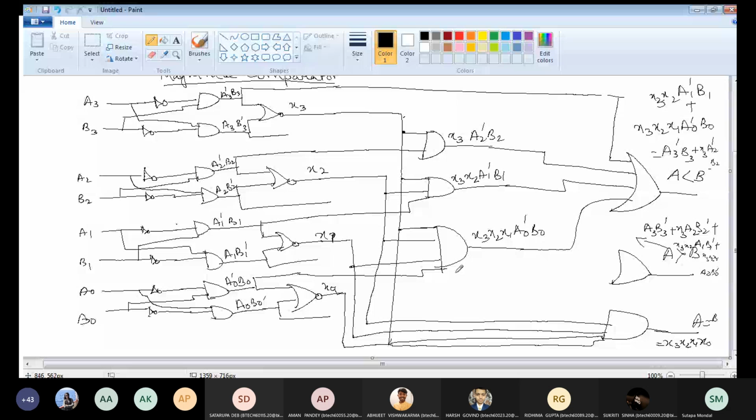Okay, so this is the magnitude comparator. Like this we have to draw, and all the equations you are having you can draw on your own. You can realize the gates by yourself and draw it. So this is basically your magnitude comparator, but in our lab we will be using the ICs.